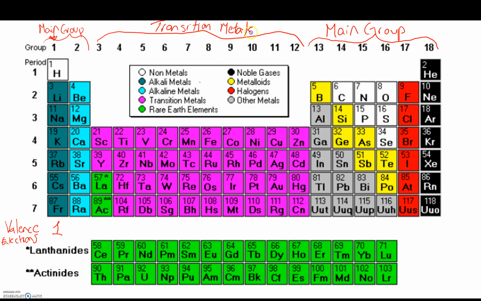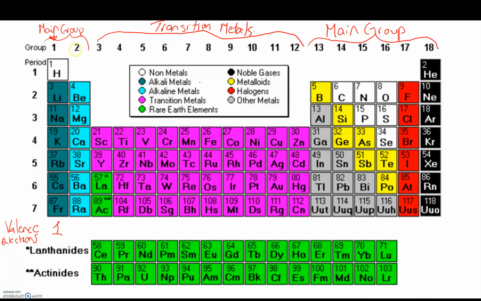And you can see most of our worksheets that we've been doing, we've been focusing on the main group. Transition metals are kind of funny. Sometimes they don't always follow the rules that we see for the main group elements. So for the most part, we'll be focusing on the main groups, but it is good to know the difference between the two. All right, carrying on with our groups, we have our alkali metals.